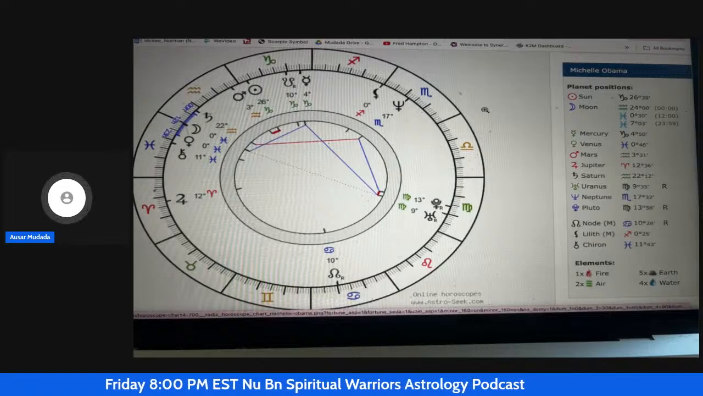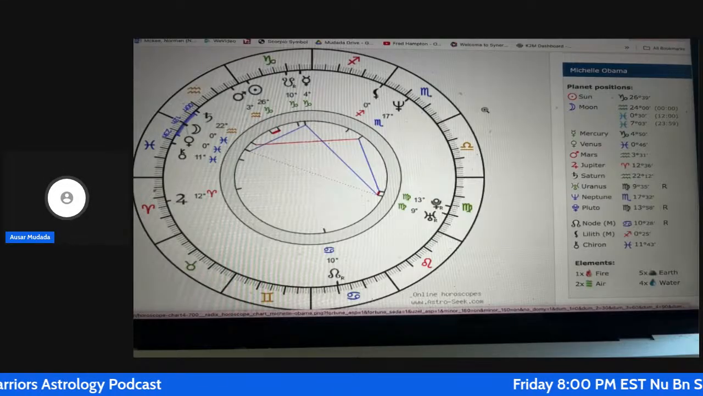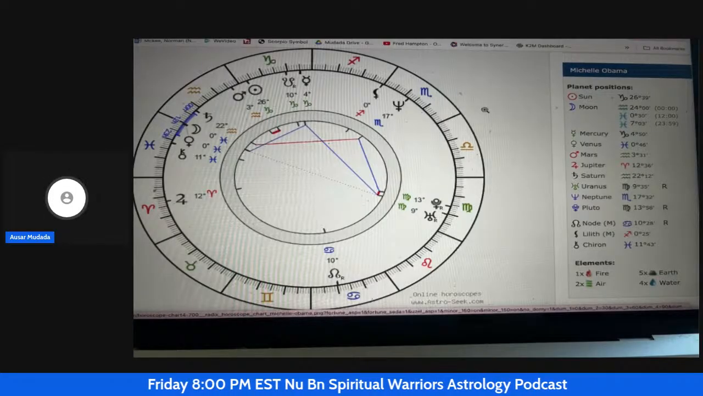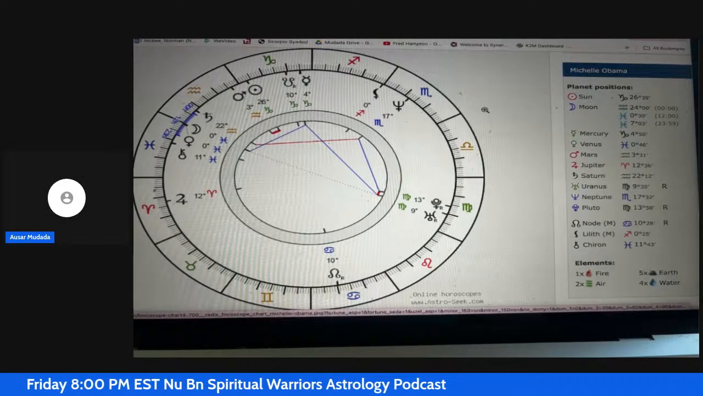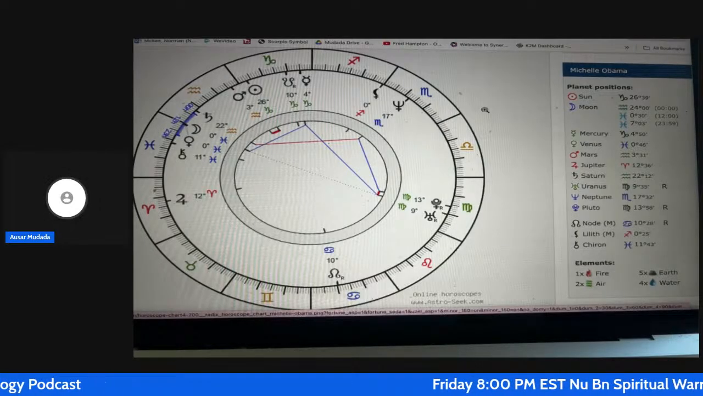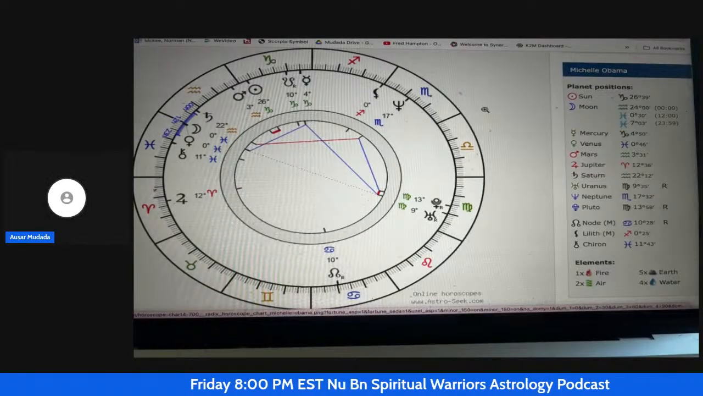So in a day or two, Mercury might move from that 4 degrees Capricorn, within a week I would say, to probably around 13 degrees Capricorn. And that would put it in a direct trine with Pluto.